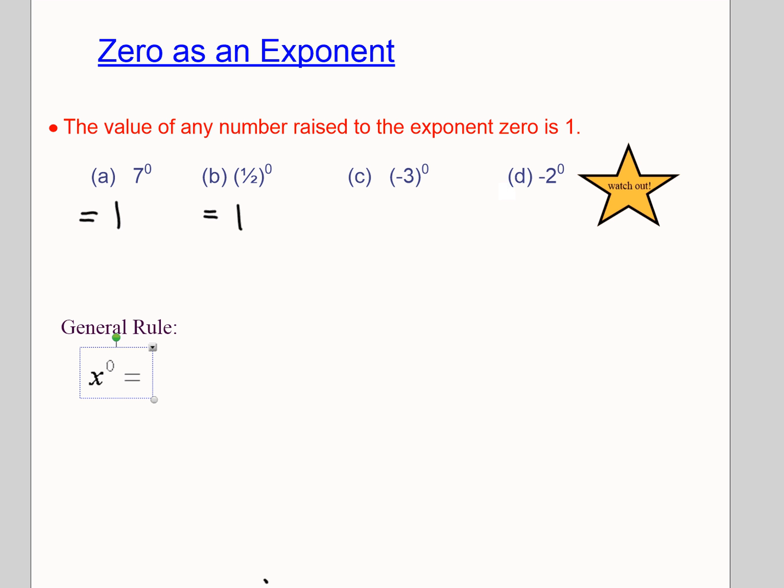So remember that 0 is considered to be an even number. So remember, when there are brackets and the negative gets repeated an even number of times, our answer will be positive. So this one will be positive 1.